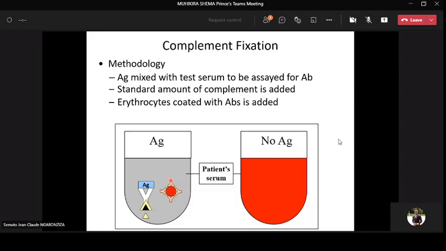Ni ukuvuga ngo ahangaha absence of hemolysis kandi washizemo antibody na complement biba bivuga ko za antibodies zarimo muri serum yawe uko zafixinze ya complement bituma itakora hemolysis zizi erythrocyte ushizemo nyuma.